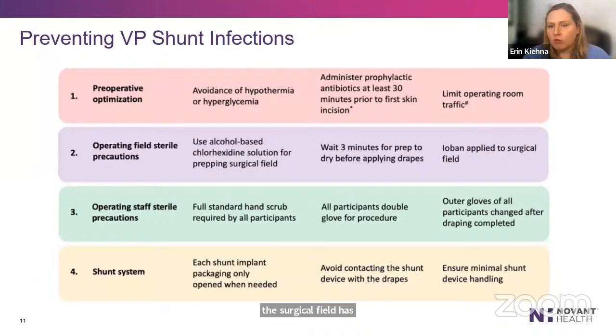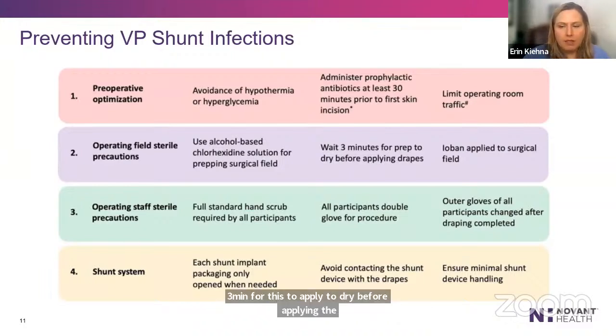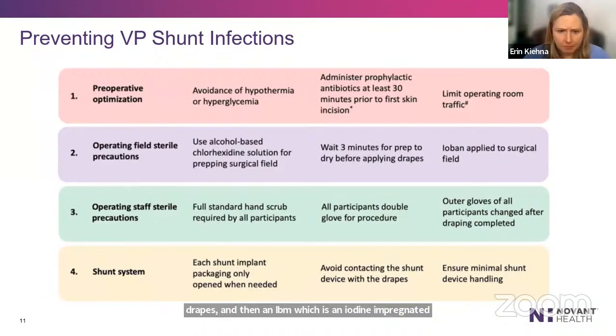For the operating field sterile precaution, alcohol-based chlorhexidine for prepping the surgical field has drastically reduced infections. It's key that you wait 3 minutes for this to apply, to dry before applying the drapes, and then an iodine-impregnated drape over that when possible.